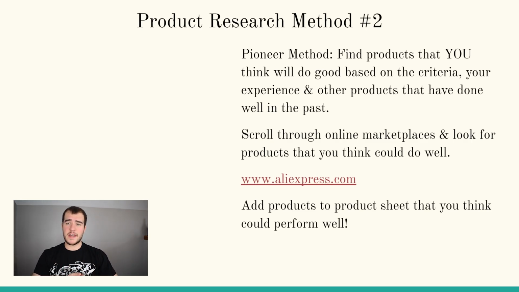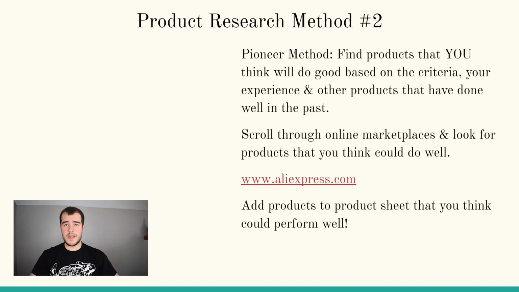But let's talk about the second product research method that we're talking about in this video, which is the Pioneer method. Now, this is going to be for you guys that might have a little bit more experience with product research and finding winners, and maybe you've tested a lot of products in the past, but this is essentially finding products that you think will do good based on your criteria, your experience, and things that you've seen in the past, like products you've tested, things you've seen work, things you've seen doesn't work. So of course this is very experience based, and if you have zero experience, this method might be a little bit hard for you, just because you're picking out products not really based on much of a foundation.